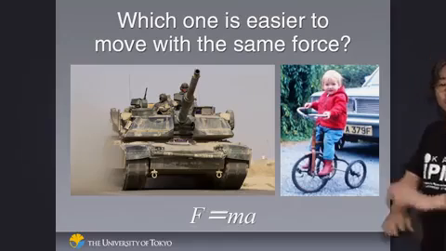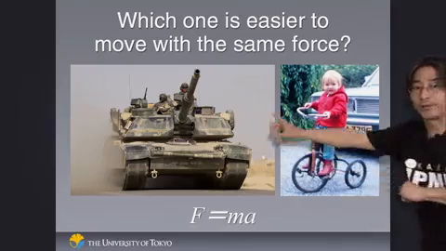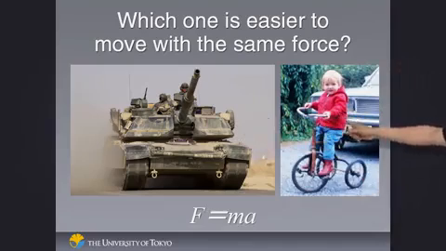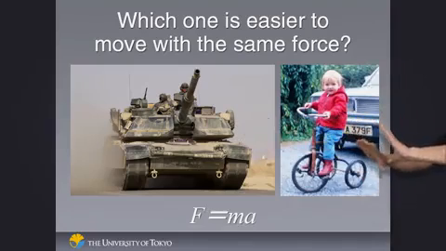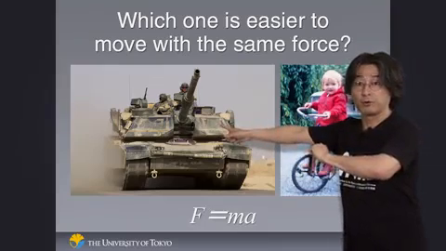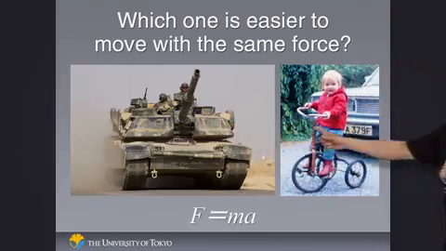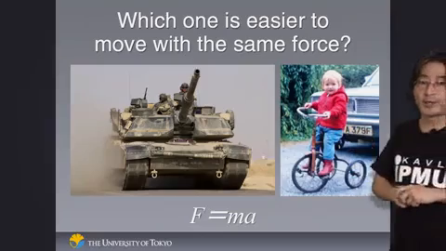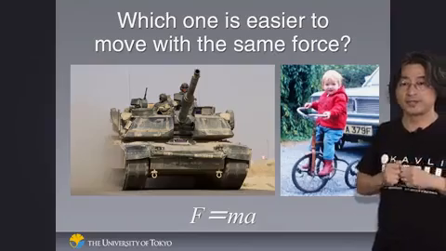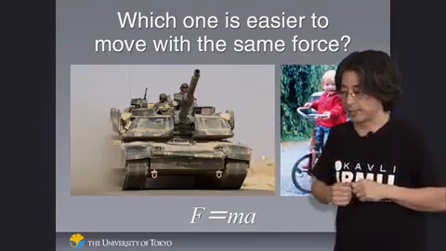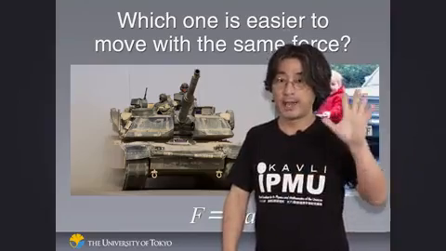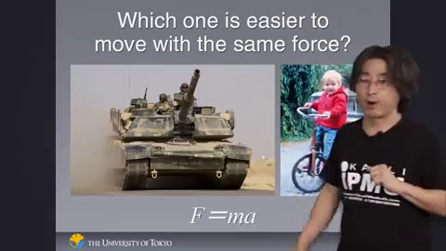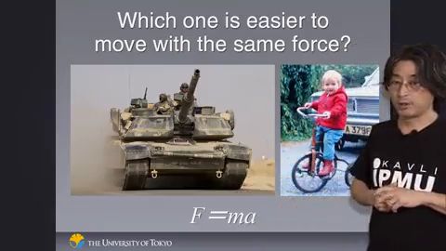Suppose you provide the same push on a tank and on a little kid on a tricycle. With the same push, you can hardly move this tank at all, right? Because it's so massive. But with the same little push, the poor little kid may fall down. So you can really change the course of his motion. Which one is easier to move is determined by how massive the object is. The heavier it is, the more difficult it is to change the course of the motion. So m in F equals ma really stands for how difficult it is to change the motion of an object.